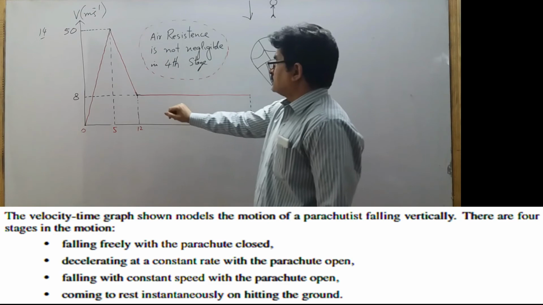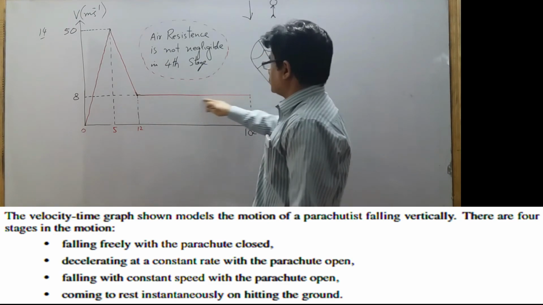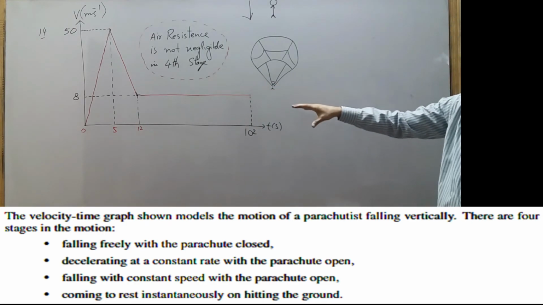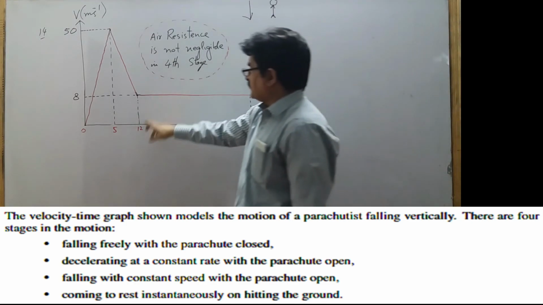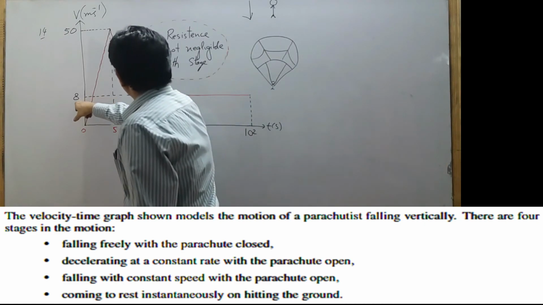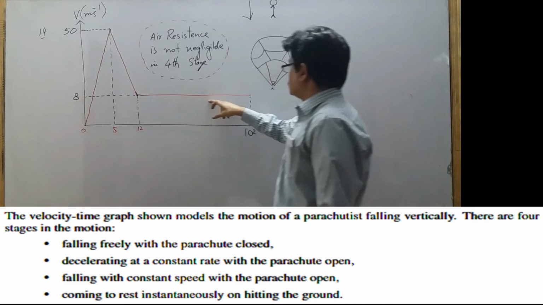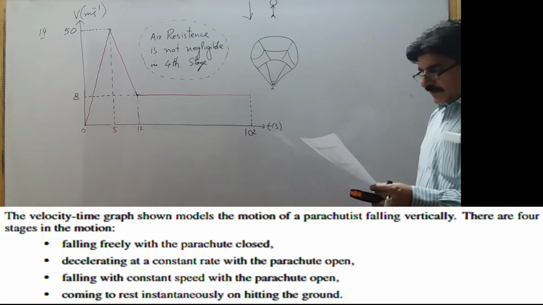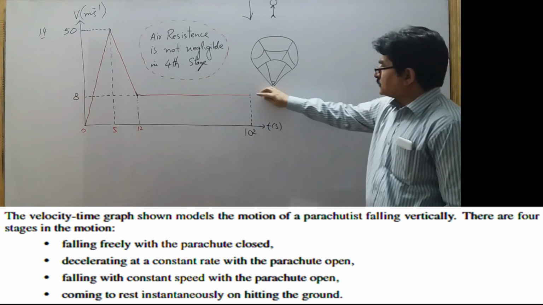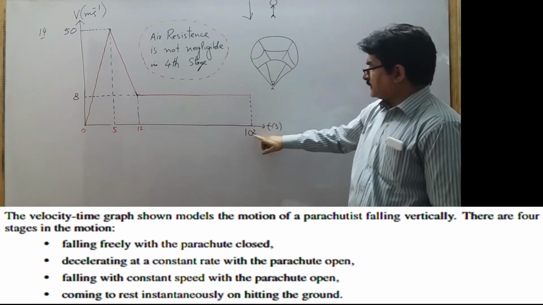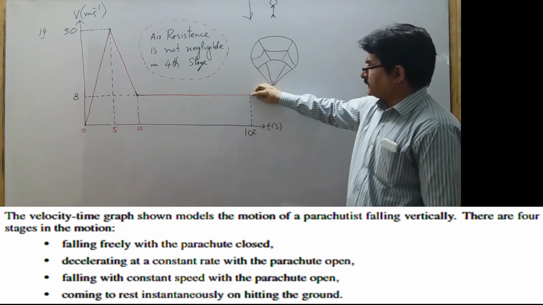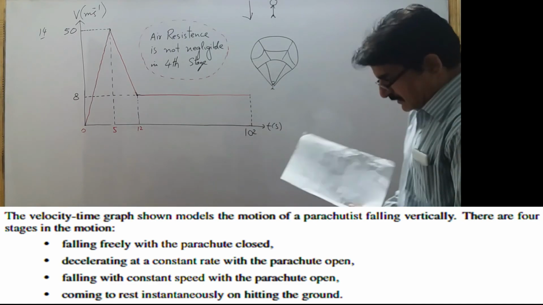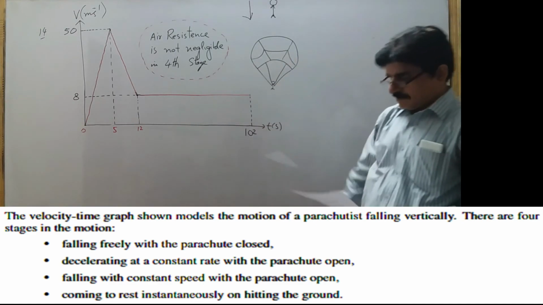Then this is the third stage. The velocity time graph is horizontal, meaning velocity remains constant. So in the third stage, after 12 seconds, the velocity remains 8, so it moves with 8 velocity. Now, coming to rest instantaneously on hitting the ground. So what happens at this time, after 102 seconds? At this point it hits the ground and instantaneously comes to rest. So this is the description of this diagram.